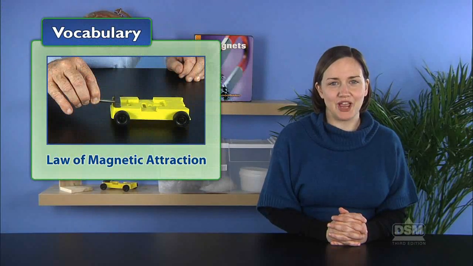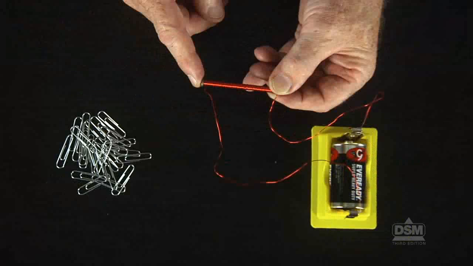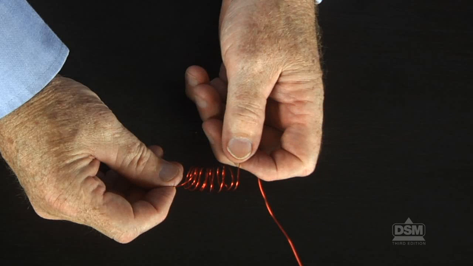law of magnetic attraction. Students also become familiar with the two fundamental principles of electromagnetism. An electric current naturally produces a magnetic field, and an electric current can be produced in a wire by passing it through a magnetic field.